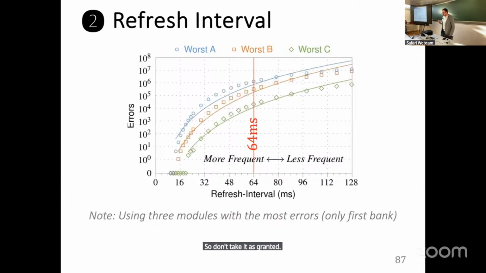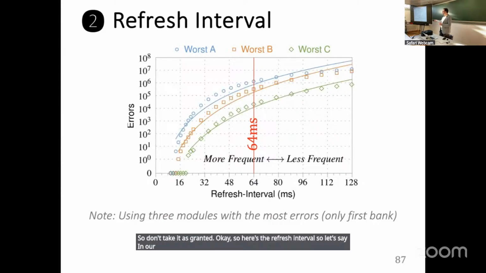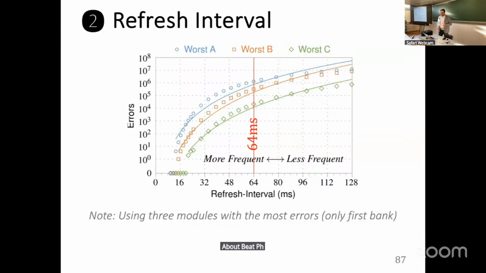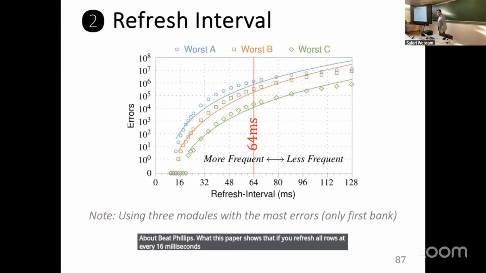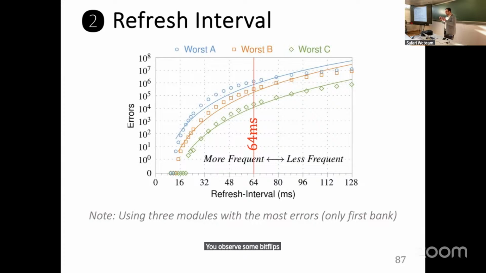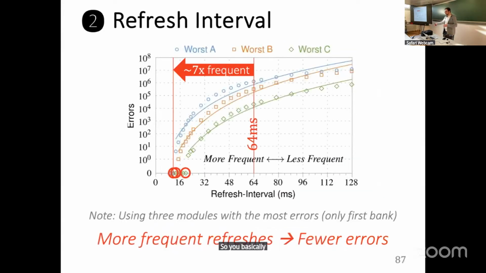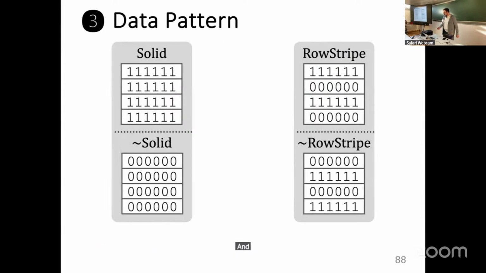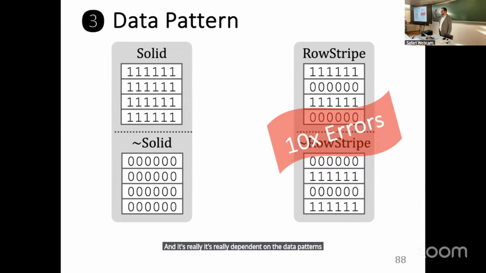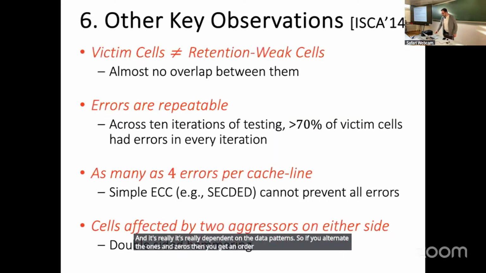Here's the refresh interval. Let's say in our system we keep hammering rows, there's no mitigation mechanism, and we just periodically refresh rows to avoid bit flips. This paper shows that if you refresh all rows every 16 milliseconds, which is 4 times smaller than the nominal refresh period of that time, you do not observe bit flips. Well, you observe some bit flips actually in some modules, and in others you don't. But as you refresh less frequently, you observe a lot of bit flips. So you basically need to increase the refresh rate a lot, which is not practical. You don't have time for that. It's also really dependent on the data pattern: if you alternate the ones and zeros, you get an order of magnitude more errors. There are some other key observations, but I'm not going to go through them.